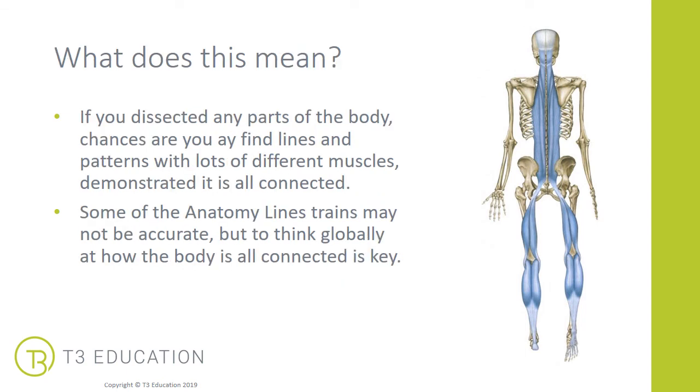So what does this mean globally? Well, if you dissected any part of the body, chances are you are going to be able to find lines, patterns, and connections, because everything is connected, because fascia is everywhere. And it just demonstrates that everything is all connected. So some of the Anatomy Trains lines may not be completely accurate, as we know more now than we did when Thomas Myers created the initial lines. But what Thomas Myers did really well, and what was really important, was think globally about how the body is all connected. And that is really key when we're working with our clients within sports massage.